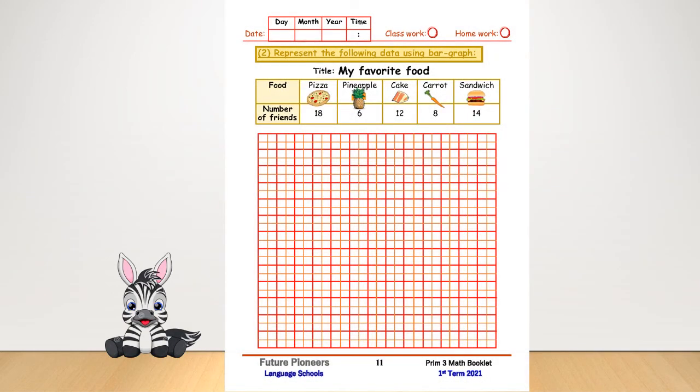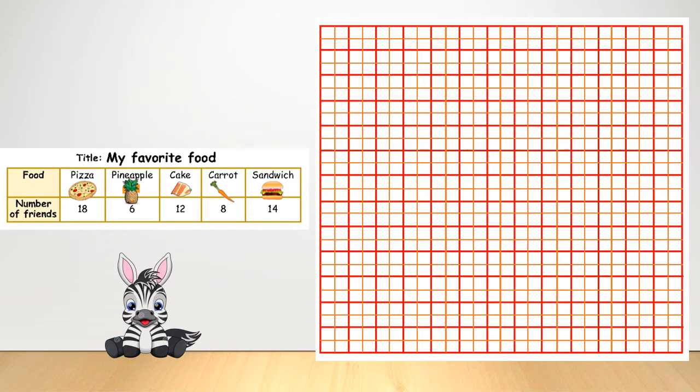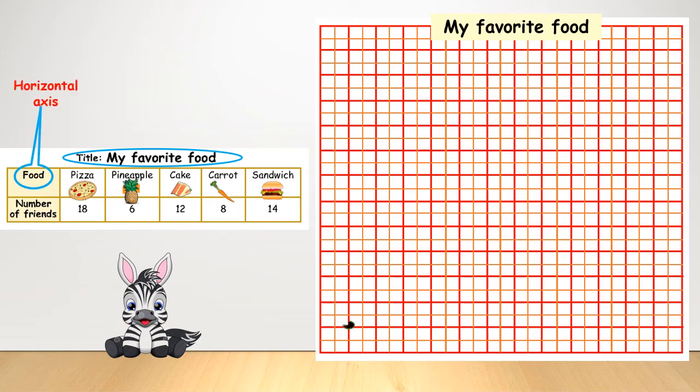Second one, number 2, represent the following data using a bar graph. We have a title, My Favorite Food. Then we go to this graph and write down My Favorite Food. First, the horizontal axis is called food. Draw with your pencil a horizontal straight line and call it food. Label it with pizza, pineapple, cake, carrot, sandwich. Make sure you make a space between each item.